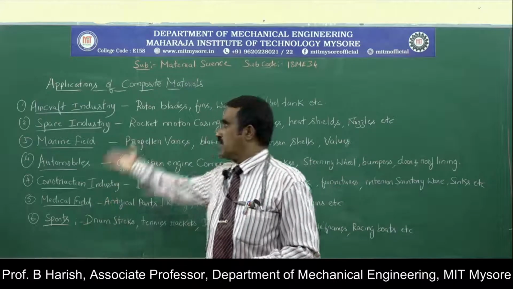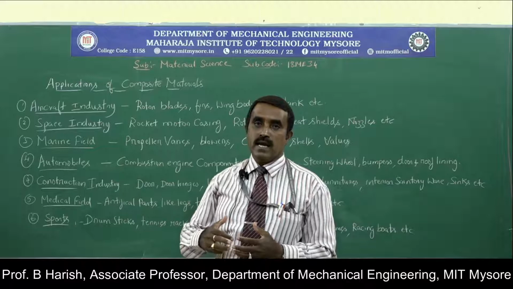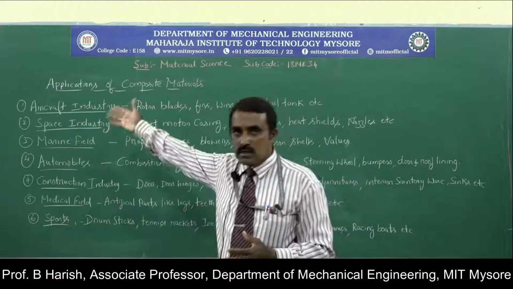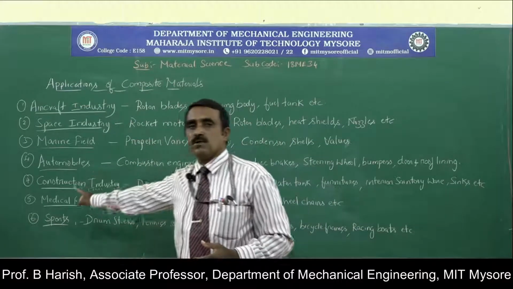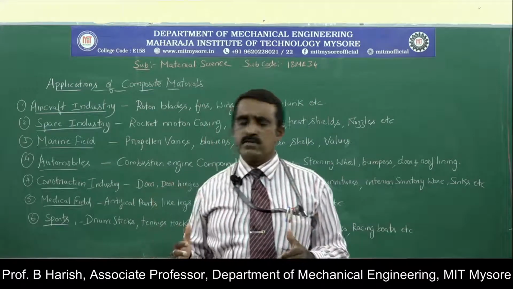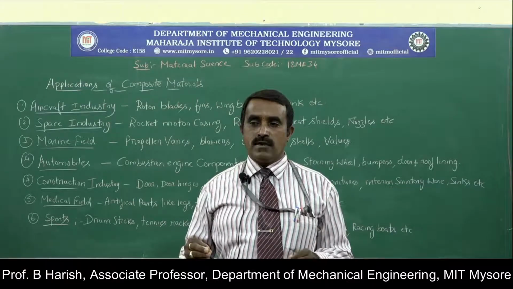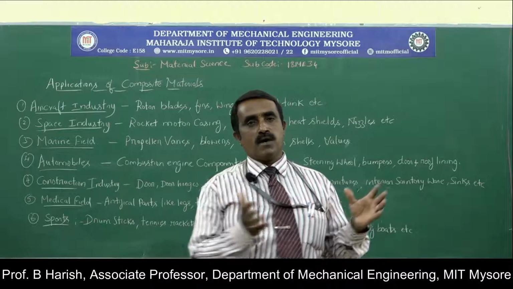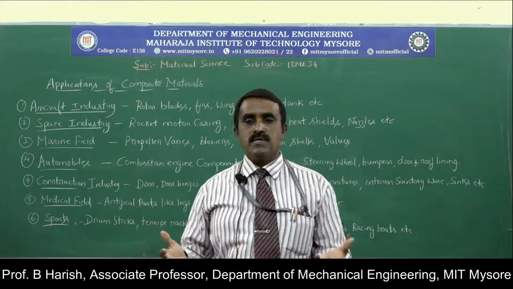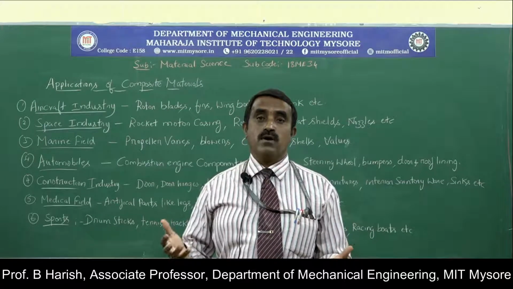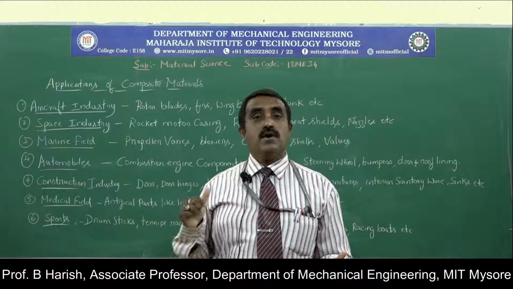Then come automobiles. You can observe that in all modes of transportation, water, air and road, composite material is used. Major parts of automobiles today are made up of composite material, because everywhere the weight factor is considered. If you compare a vehicle manufactured 50 years back with a vehicle manufactured today, today's vehicles are lighter in weight, because major parts are made up of composite material.